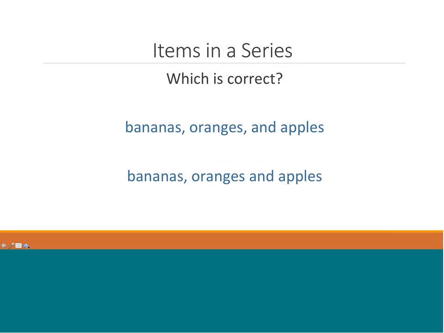Items in a series. Which is correct? Bananas, oranges, apples, with commas after bananas and oranges, or bananas, comma, oranges, and apples? Go ahead and text that in. What do you think is right? The first, you could just write one or two. Just the first one or the second. Janice says both. Nancy says the first one. Denise says both. Deb says the first one. This is a preferential. Either is correct. The rule is just to be consistent in your writing.